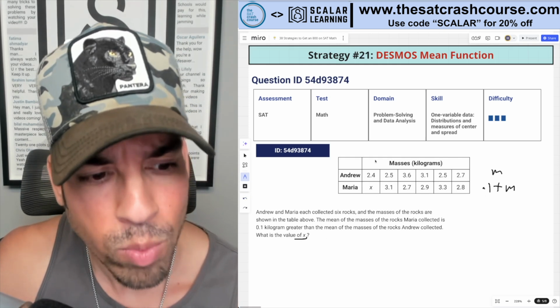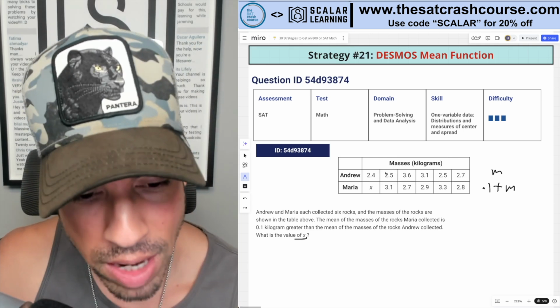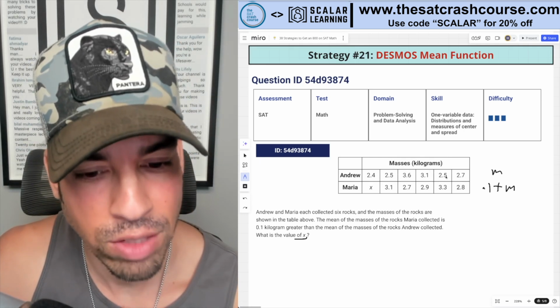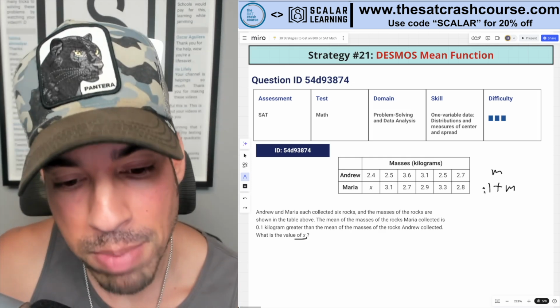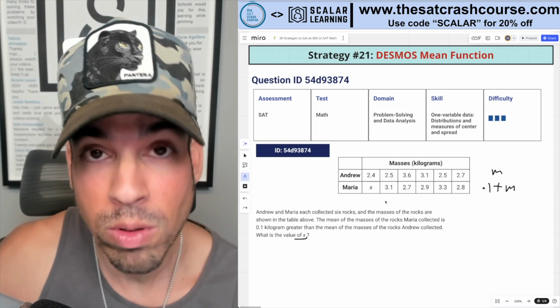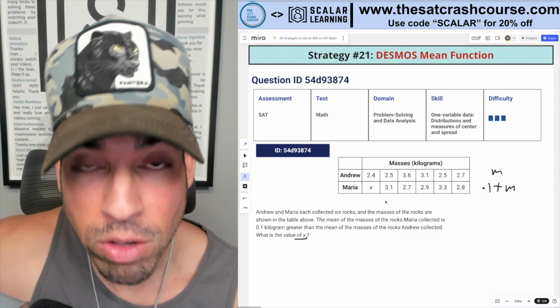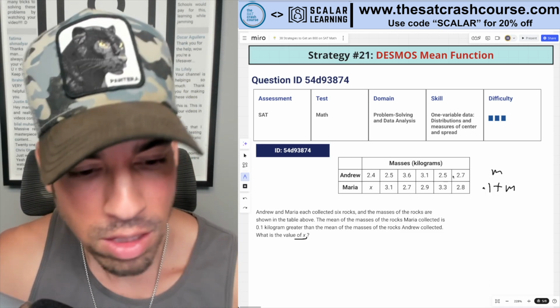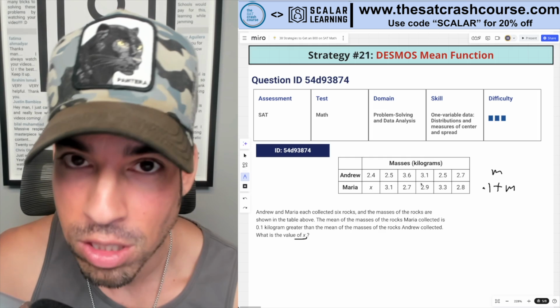So first of all, we need to know what is the mean of Andrew's. Now, there is another little tiny shortcut. You know that if there's 6 values in each, to have a mean that is 0.1 greater, we need a total that is 6 times 0.1 greater, aka 0.6 greater. So I could just look at the totals, but let's not get fancy. Let's just do the actual mean calculation because it's so easy in Desmos.